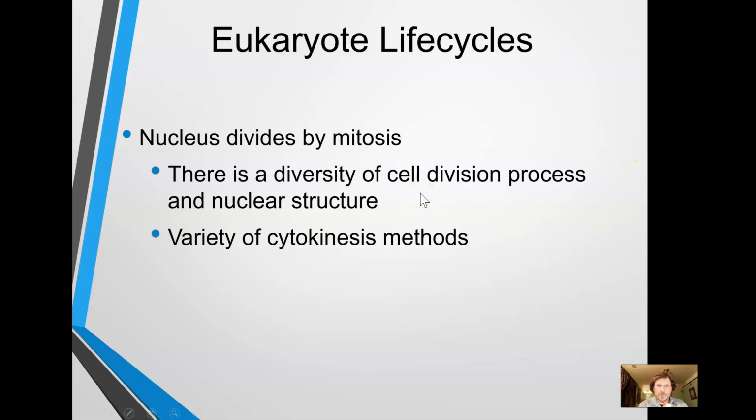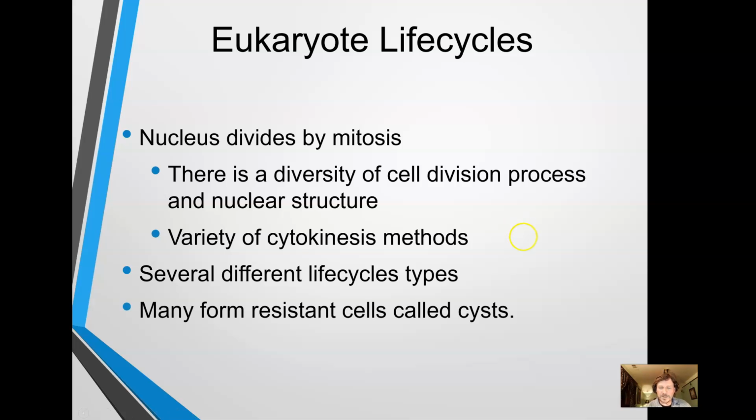And I just want to point out there's a diversity. There's a huge group. So if you imagine how different an animal is from a plant, from a fungus, and then from these other ones we're looking at in lab, like a diatom, there's a huge diversity in the way that the cells do this. And so what we get are different types of what we call life cycles. And some form what we call resistant cells, which we really don't have anything like that in animals.